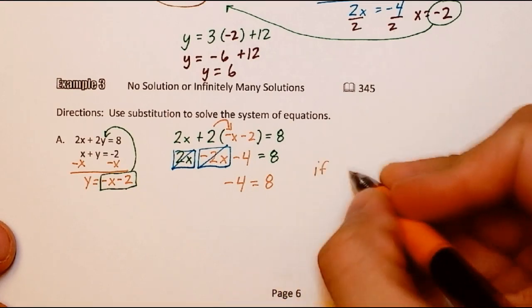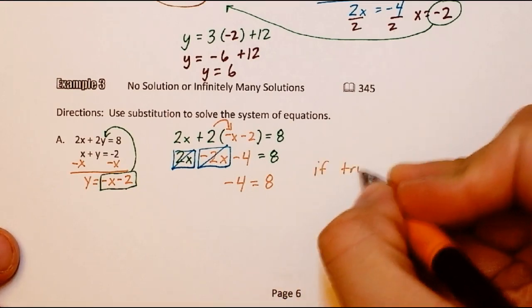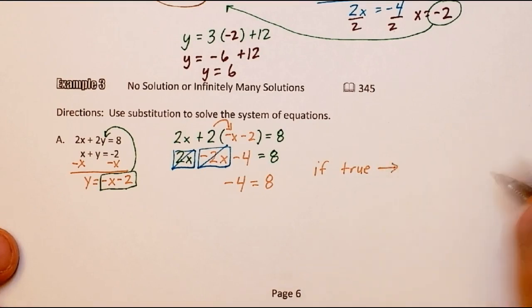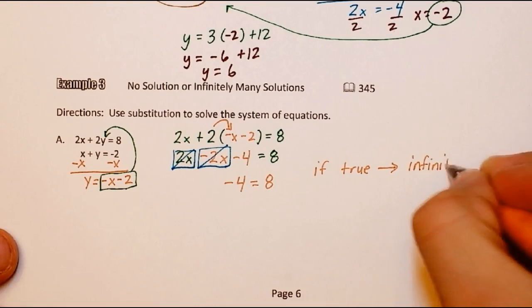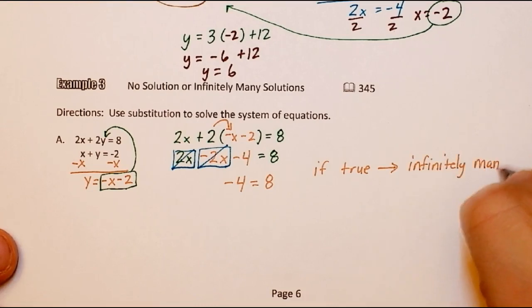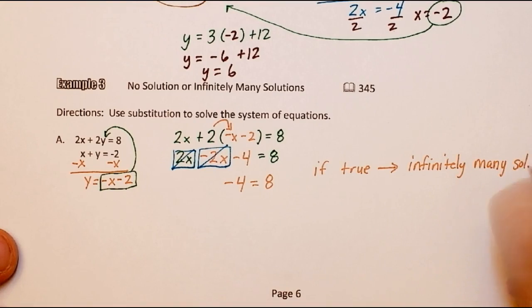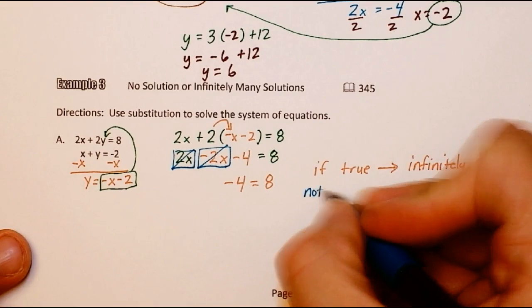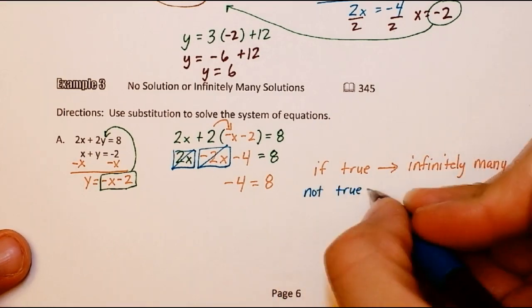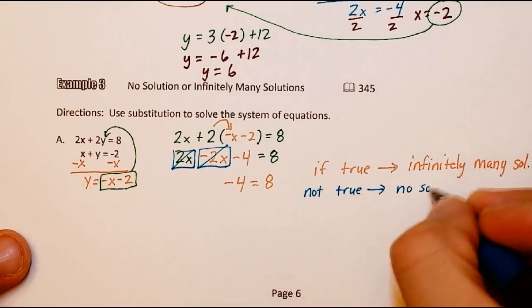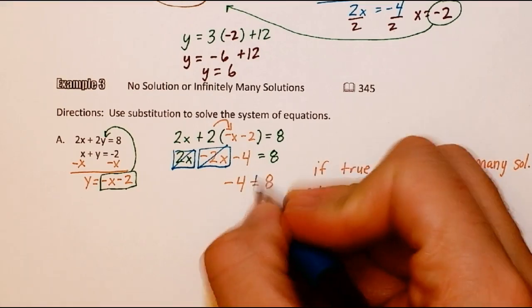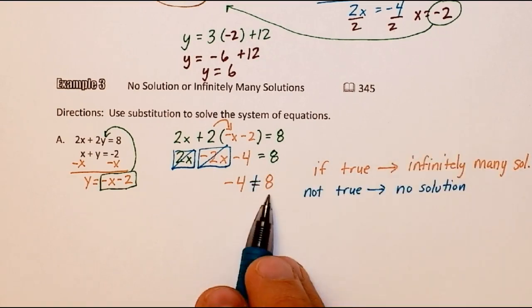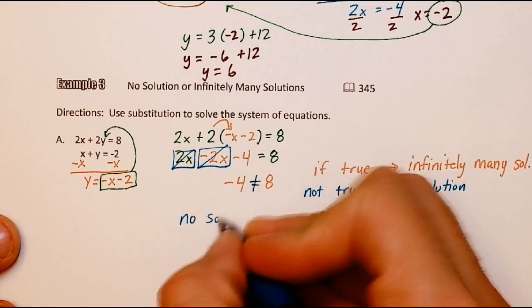If it is true, your answer is going to be infinitely many solutions. If your answer is not true, aka false, your answer is going to be no solution. And since negative 4 is not equal to 8, our answer here is no solution.